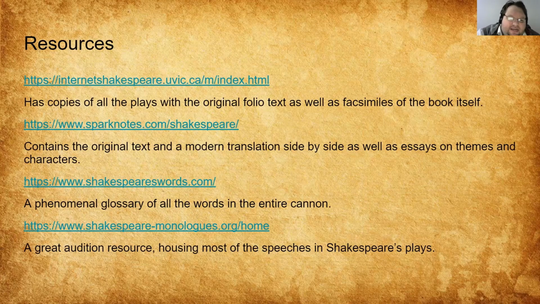That first one is Internet Shakespeare at uvic.ca. That's going to have all the copies of all the plays in the original folio text, as well as having facsimiles of the actual folio book itself. So if you wanted to see what that page actually looked like in that book from the 1600s, you can do that on that webpage, but it's also got it in just plain typed out text.